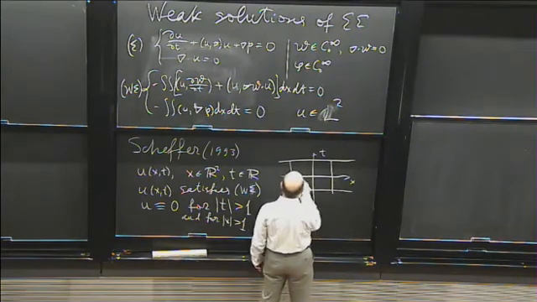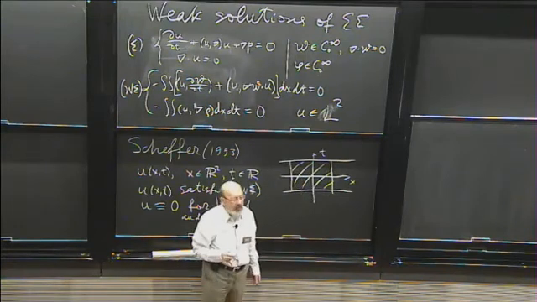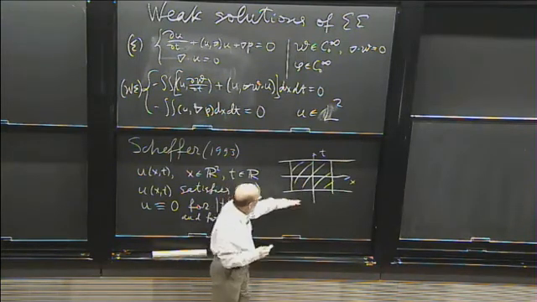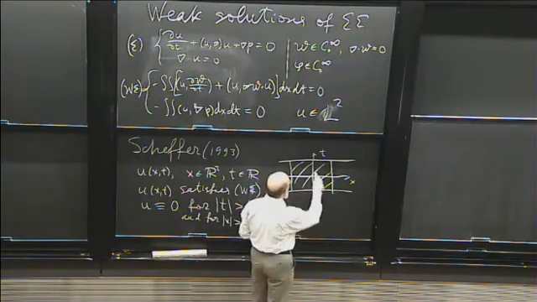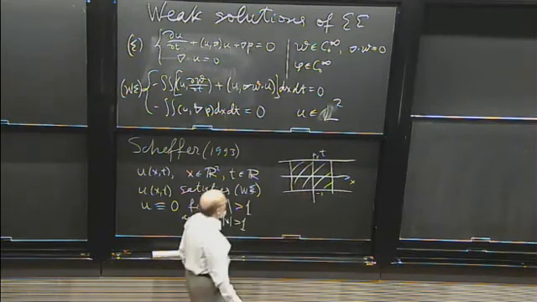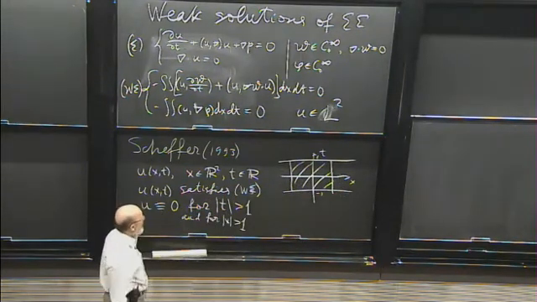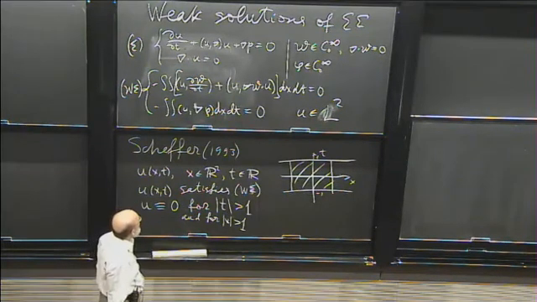So u was concentrated in this cylinder. Here it was not 1, not 0. And here it was 0 for t less than -1, more than 1. And outside the unit disk, it was always 0. But it satisfied all these conditions for any test functions.